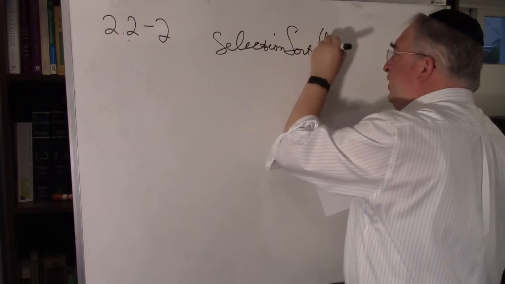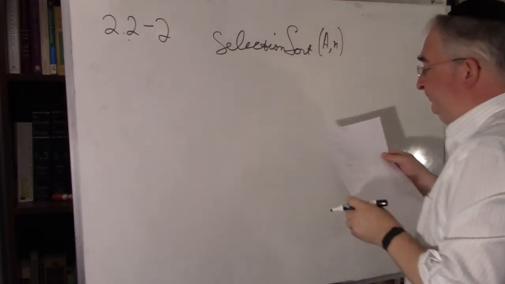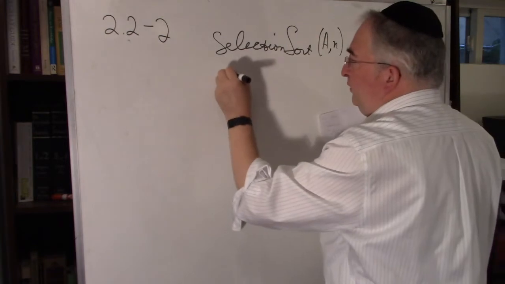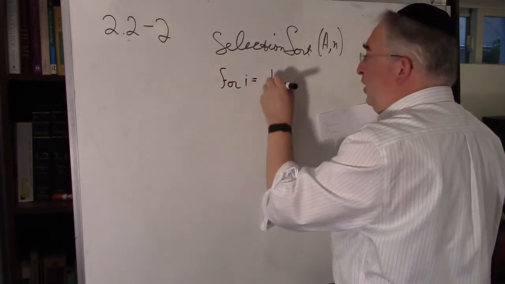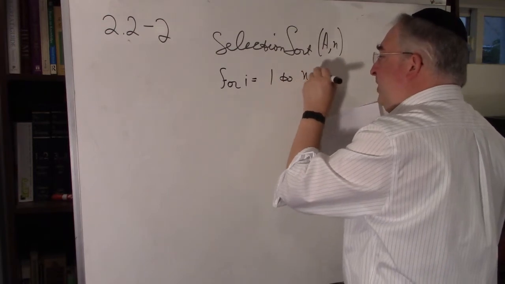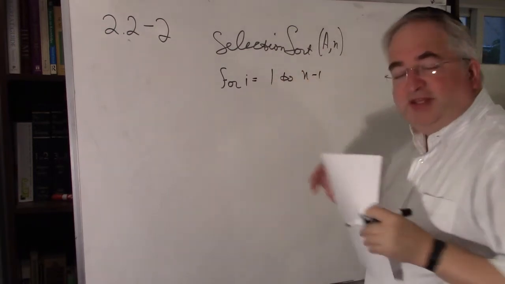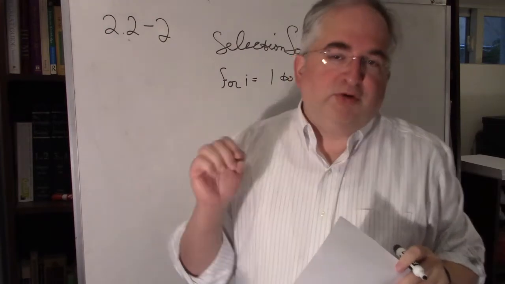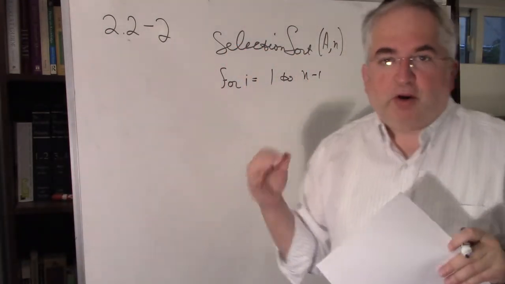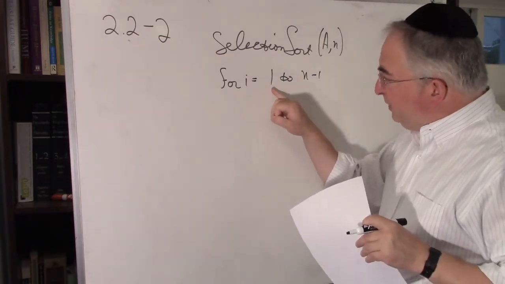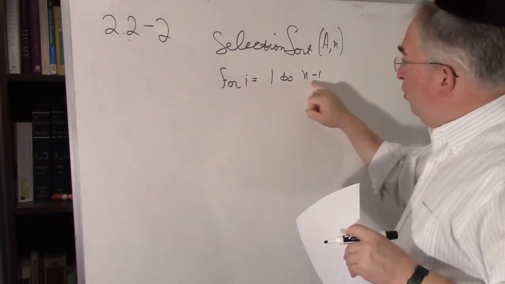You give it an array and a number n. Okay, and you do the following. For i equals 1 to n minus 1. So this is the starting point of your searches. You're always searching for the smallest elements. Where do you start? You always start from the beginning, and you go all the way to n minus 1.